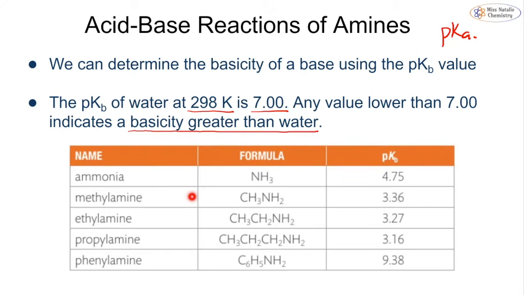As we increase our hydrocarbon chain, from methyl to ethyl to propyl, the hydrocarbon chain is getting longer and we get a decrease in our pKb value. That means that we are getting more basic as we add in our hydrocarbons. So as we make the chain longer, we're going to become more basic. Now, the one that is a slight anomaly to this is phenylamine. Phenylamine actually has a pKb of 9.38, which means it is less basic than water.